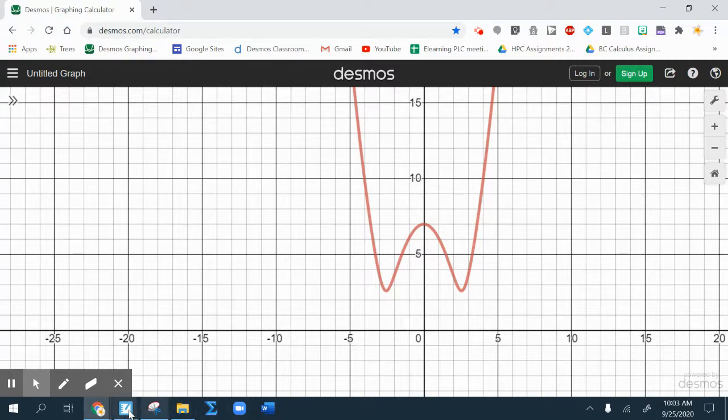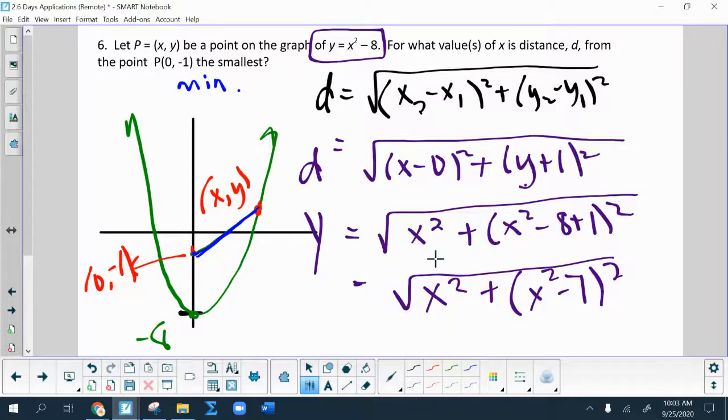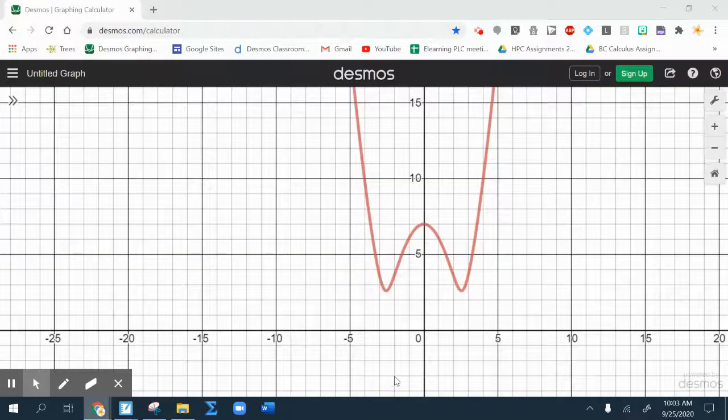Now note, when I started the problem, I did not create a domain restriction, because when you look at the graph here, technically there is no domain restriction. You can put your x anywhere you want on the graph. So there is no domain restriction on the x. Since you're finding a minimum, you're going to be looking for the lowest value on this graph after we graph it.